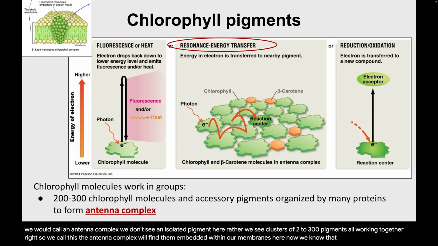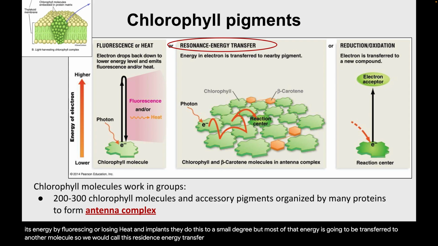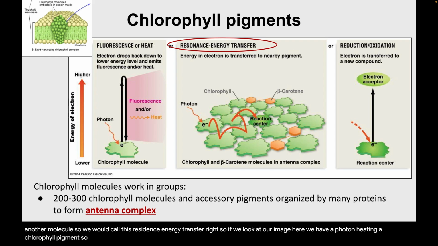Now we know that this electron can get rid of its energy by fluorescing or losing heat. And in plants, they do this to a small degree. But most of that energy is going to be transferred to another molecule. So we would call this resonance energy transfer, right? So if we look at our image here, we have a photon hitting a chlorophyll pigment. One of these jagged green slices here is a chlorophyll pigment. The energy is hitting that electron. That electron is being excited.